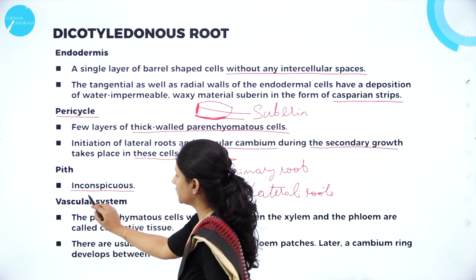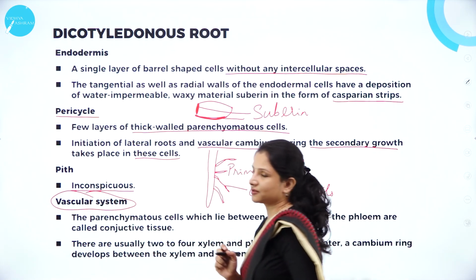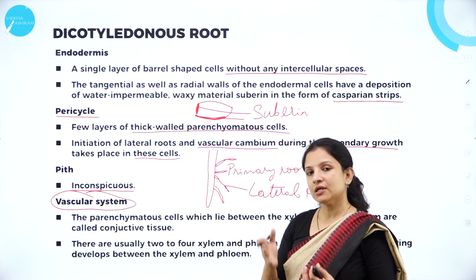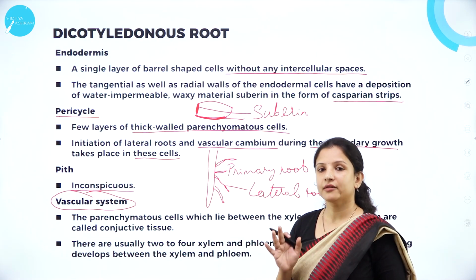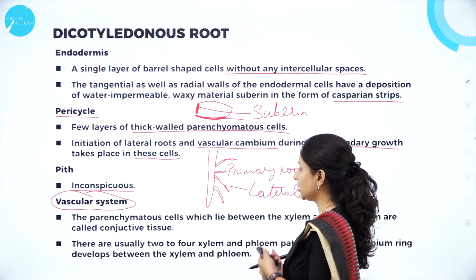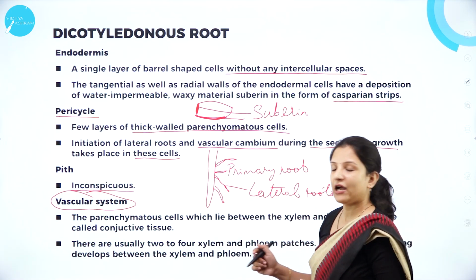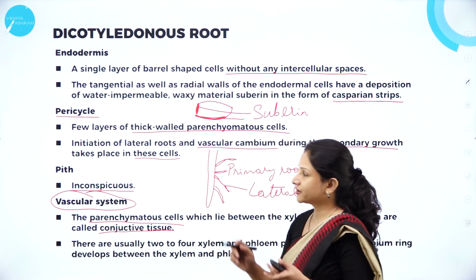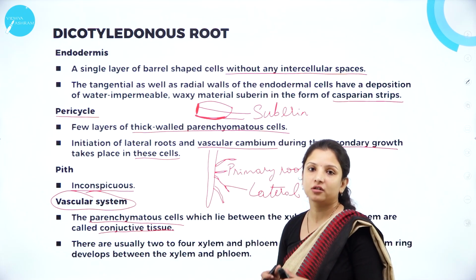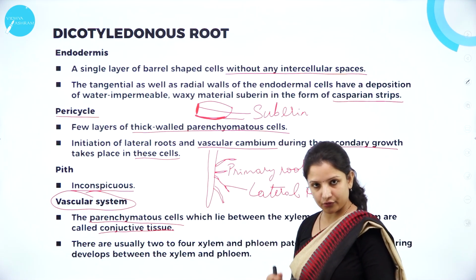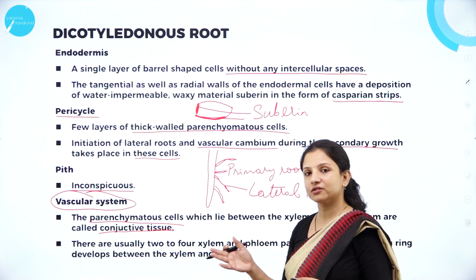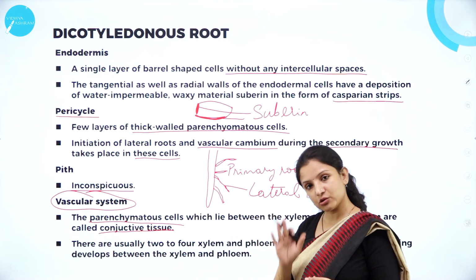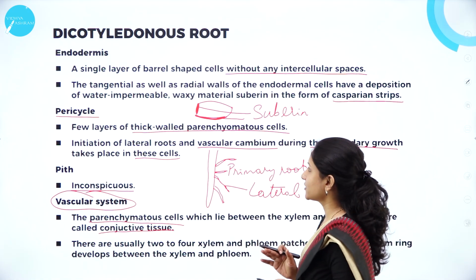Next, talking about the vascular system. The vascular system consists of the vascular bundles, that is the xylem and the phloem. The xylem conducts water and the phloem conducts food. Between the xylem and the phloem there are parenchymatous cells, called the conjunctive tissue. This is one of the characteristic features of the dicotyledonous root, which you don't find in the monocot root. So what is this conjunctive tissue? It is nothing but the parenchyma cells present between xylem and phloem.